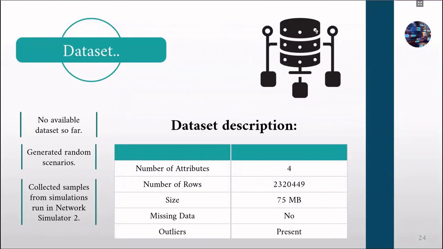Now, for every learning-based task, there is a need for a dataset. But in our case, there wasn't one. So we had to create some random scenarios and collect samples from simulations run in Network Simulator 2, which is simply an event-driven simulation tool. Dataset has four attributes with a large number of samples, and there is no missing data, and some outliers are still present.